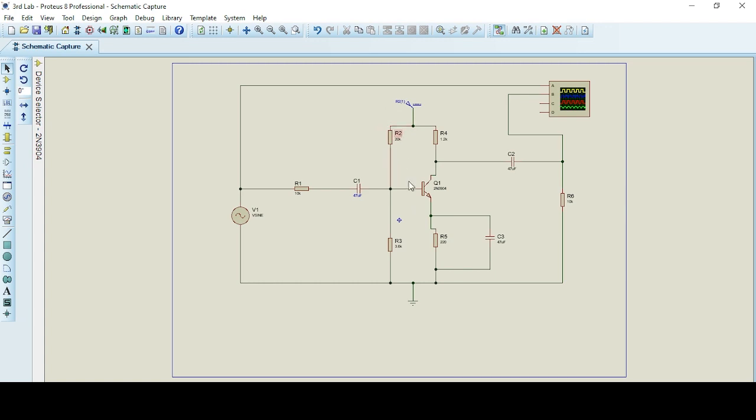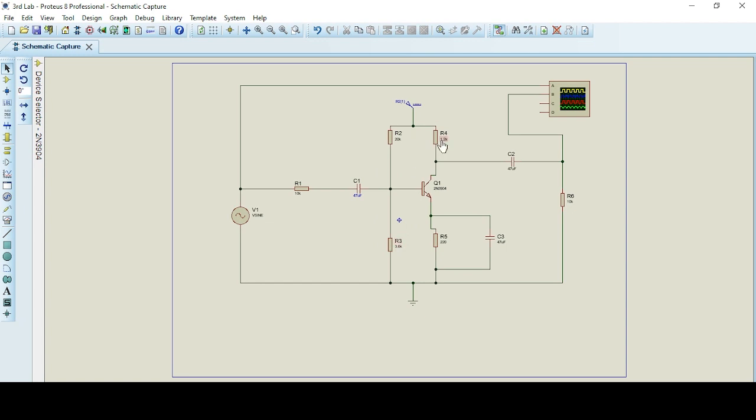This is R2 and R3, a voltage divider network. R2 is 20 kilo ohms and R3 is a 3.6 kilo ohm resistor. It is connected on the input of the common emitter amplifier, and these are basically the voltage divider circuit.